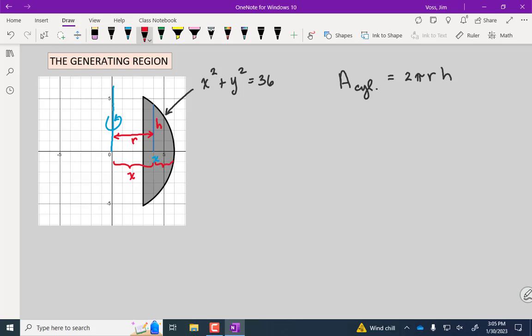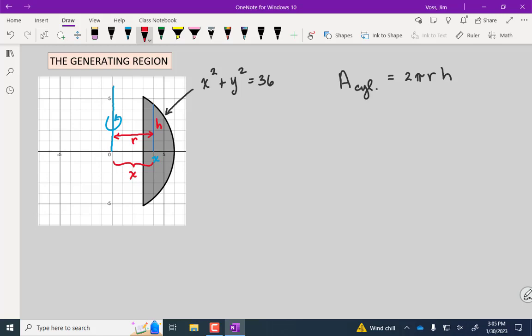This distance right there would be 5 minus x. So what is the radius? Just x, right? Because that's what x represents. X is representing the distance from the y-axis. That's what the radius is. There's our axis of rotation right there. The radius is how far away the element is from the y-axis, which is x.